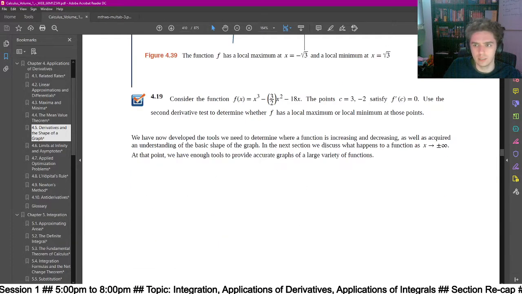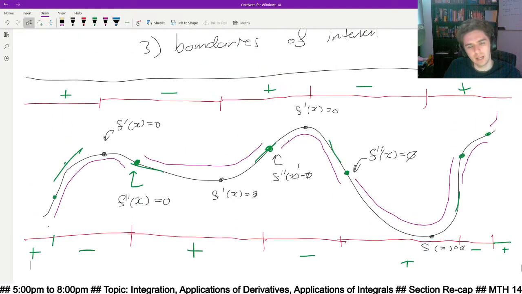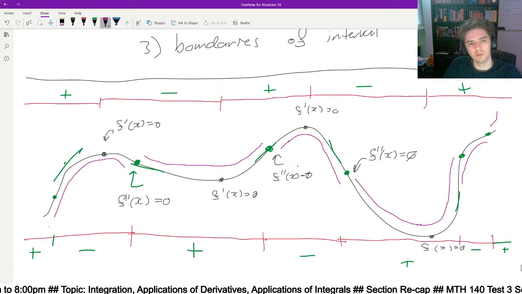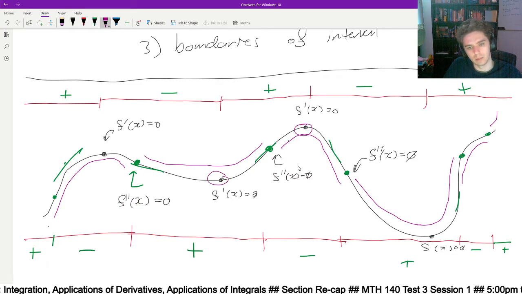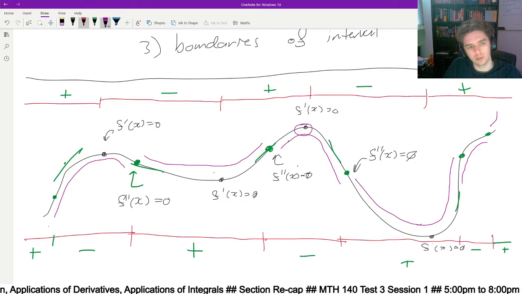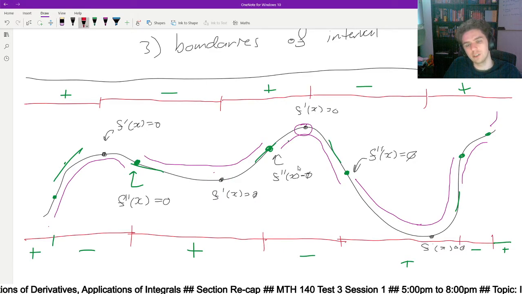So the only other thing that seems to be in this chapter is, just without looking at the graph, how do you prove that this is in fact a local maximum? This is in fact a local minimum. Well, what you do is you check, right? So the first derivative is 0 here.